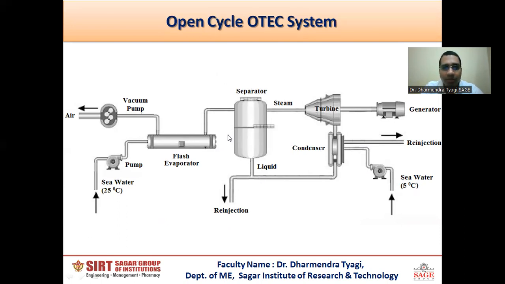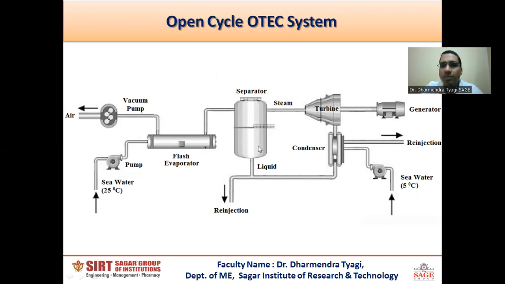And we'll start the working of this open cycle OTEC system. Here you can see that first we take the ocean surface water, whose temperature is around 25 degrees centigrade, to the flash evaporator. The function of the flash evaporator is to do partial evaporation, and here there is some steam and some liquid particles.